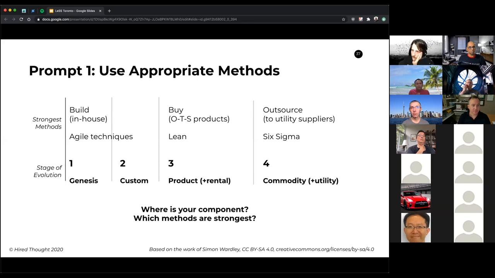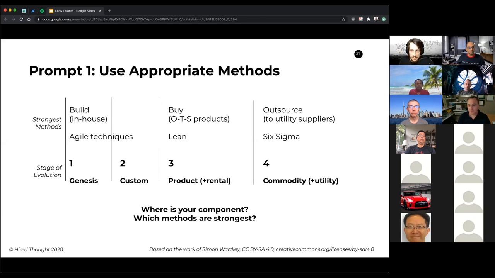So I'm going to walk you through a couple of different patterns to use for engaging with the strategic thinking process with your minimum viable Wardley map. The first pattern is the pattern of using appropriate methods. This is from left to right. You've got Genesis, custom, product and rental, and then commodity and utility. So you've got your stages of evolution.